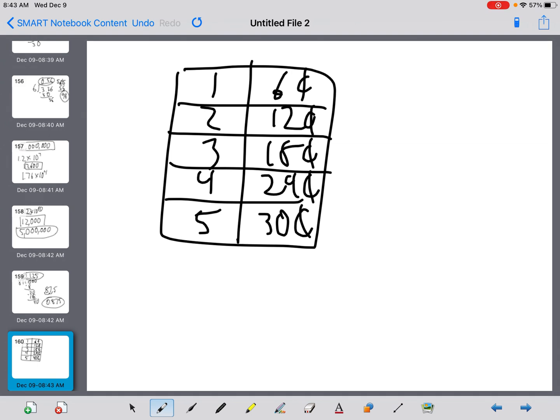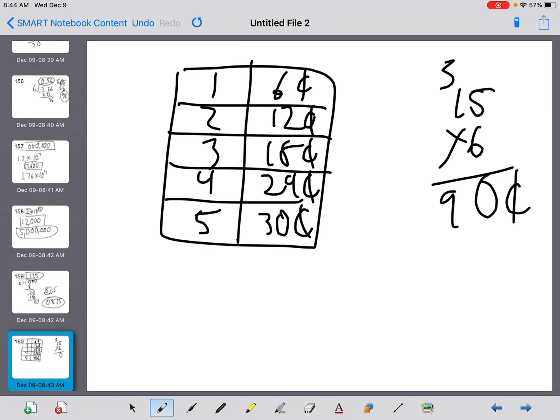Then B says, at the 6% rate, what will it be on 15? Well, I just take 15 times 6. That gives me 0 and a 30. 6 plus 3 is 9. It would be 90 cents.